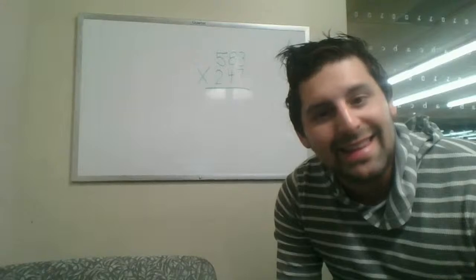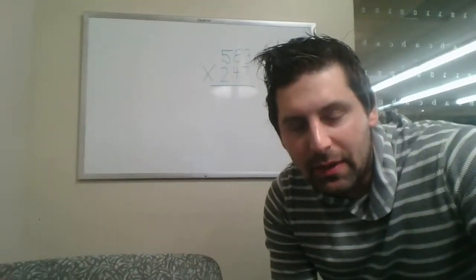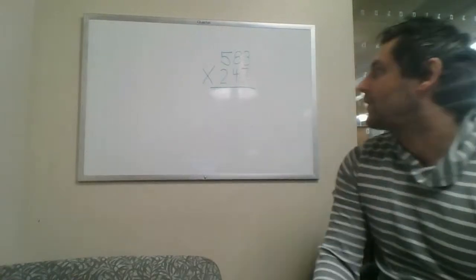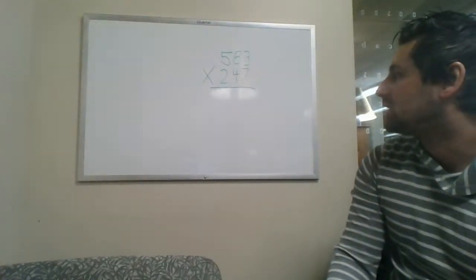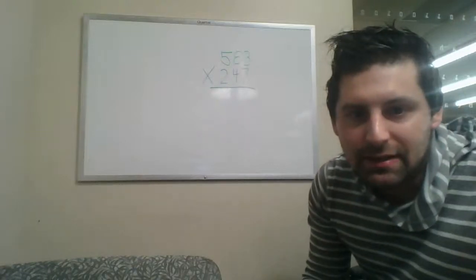I'm Mr. Camilleri, and this is the Mr. Camilleri Show. So for this live stream, we're going to focus on 3-digit by 3-digit multiplication. Our first example problem is 583 times 247. I'm going to go through step by step how to solve that problem.